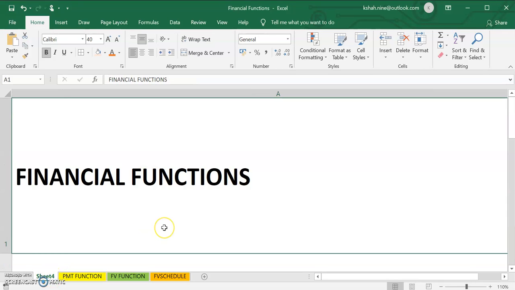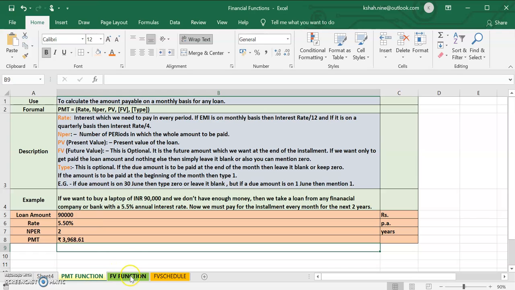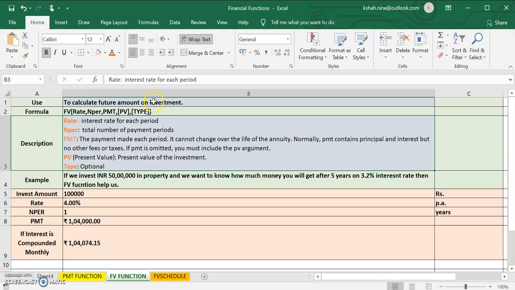Hello everyone. So in this session we're discussing financial functions. In the last lecture we discussed the PMT function and today we'll discuss the FV function. So what is FV function?